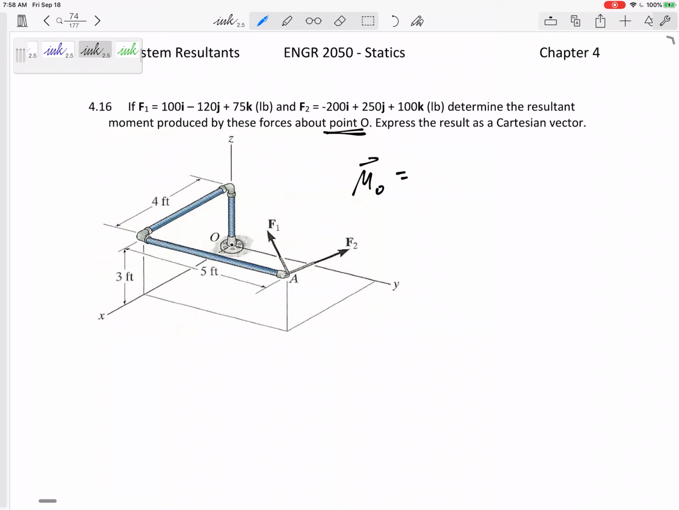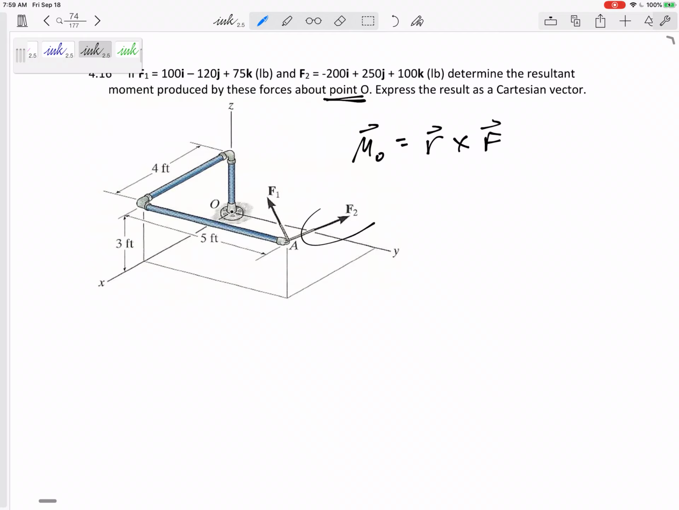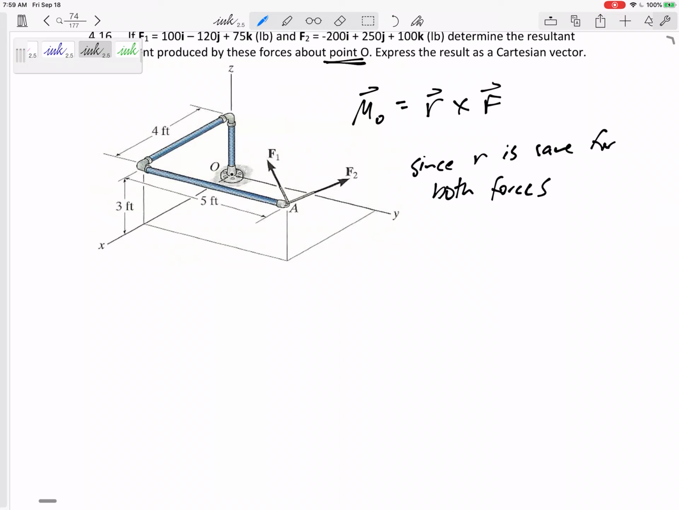Moment about point O is R cross F, where this R goes from the point to the force, or from the point to the line of action of the force. Now, I could do R cross F of that one, and then R cross F of that one, and then add them at the end. But actually, since the R is the same for both forces, and technically, because two forces acting at the same point we could combine them anyway, I'm going to go ahead and combine them before I get started.